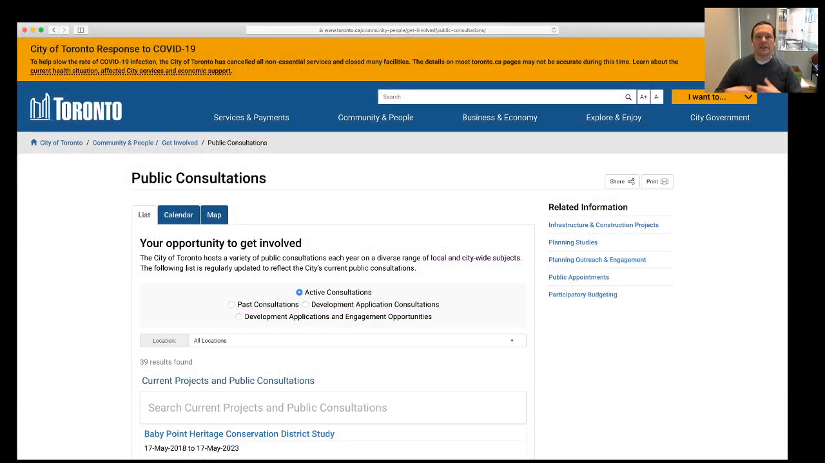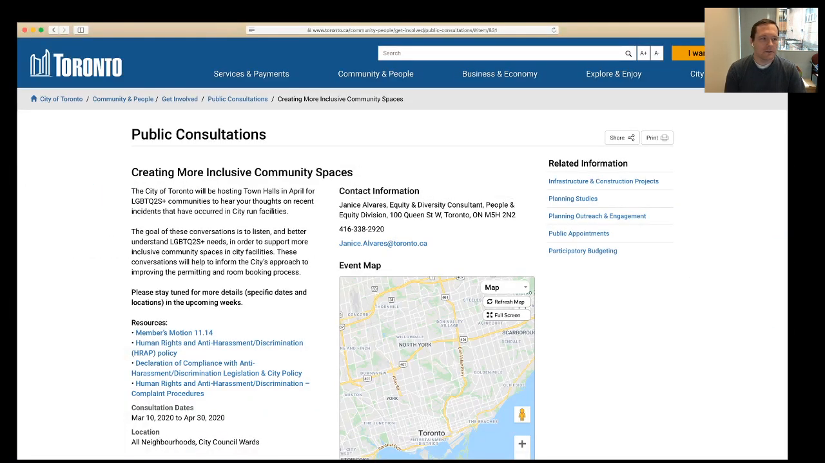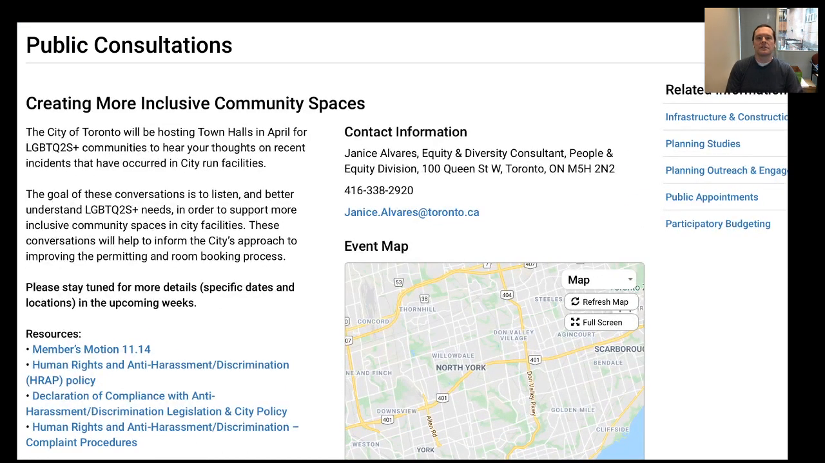All right, so consultations happen all the time. The City of Toronto, this is from this morning, has lots of ways, as they say, that you can get involved in public consultations. And here is an interesting one. I'll just zoom in for simplicity. It's, we want more inclusive community spaces in the city, or the city is considering how inclusive its spaces are. Accessibility would therefore, I assume, already have been dealt with. And it talks about how they're going to host town halls.